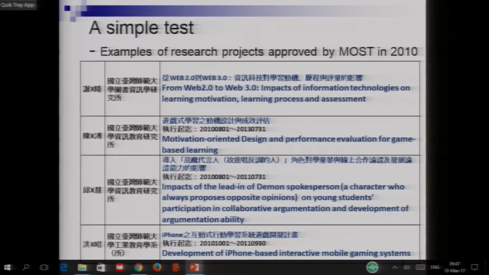Impacts of the lead-in of demon spoken person. Demon spoken person means a character who always proposes opposite opinion. That means when you learn on the web, there is someone who always gives some opinion against yours. And on young children's participation in collaborative argumentation and the development of argumentation ability. Okay, this is an interesting research topic, right? If this project is proposed this year, 2017, do you think it will still be approved by the Taiwan government?